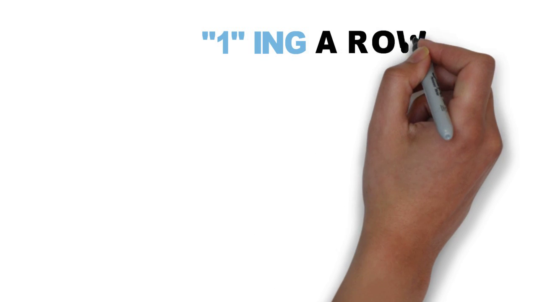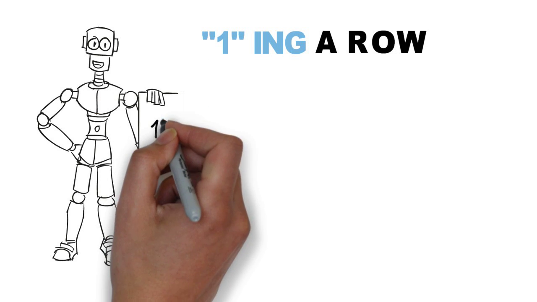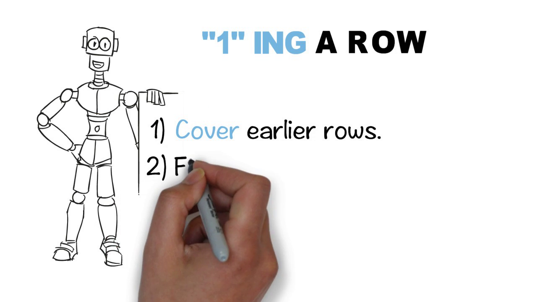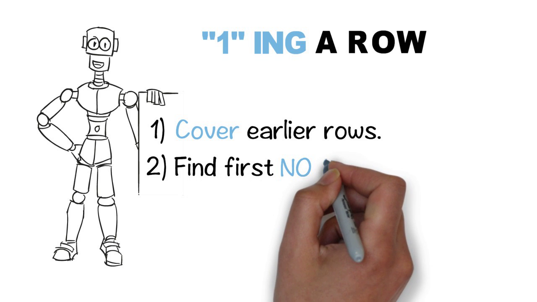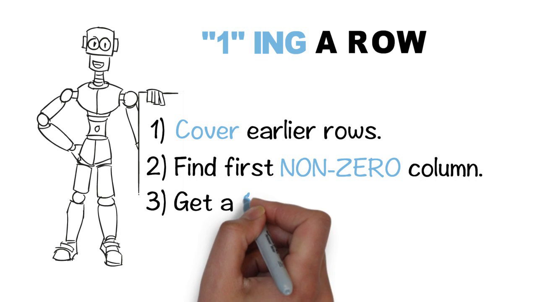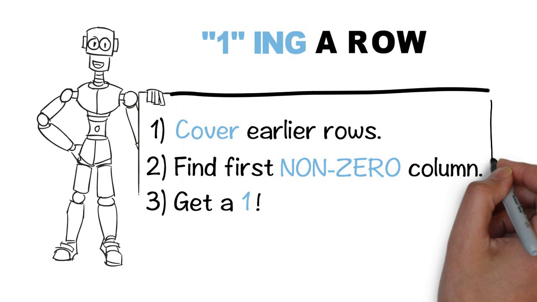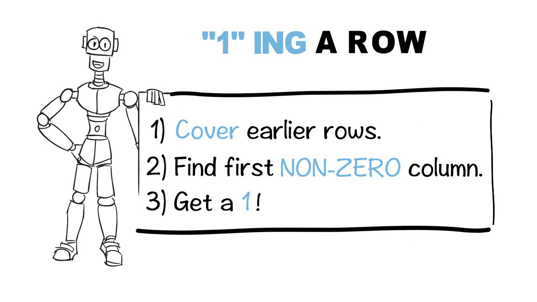Just to recap, when you one a row, first you cover up the earlier rows. Next, you find the first column that has something in it besides just zeros. And then last but not least, you get a 1 where your given row and your newfound column overlap.